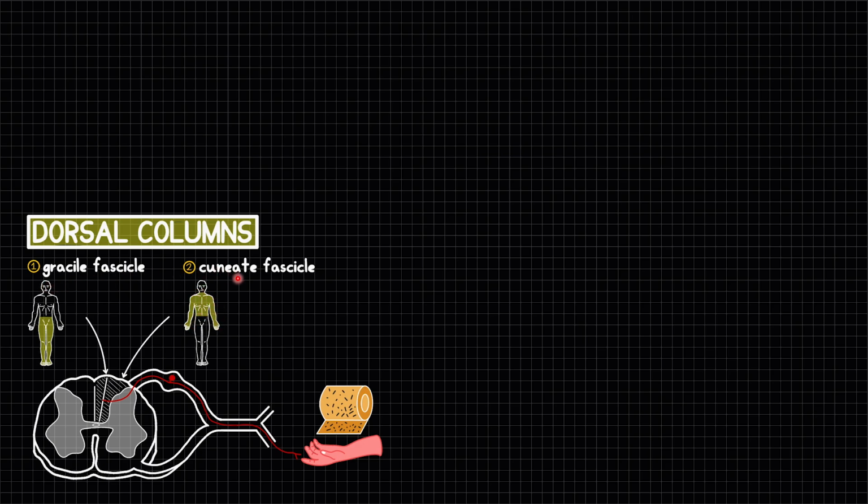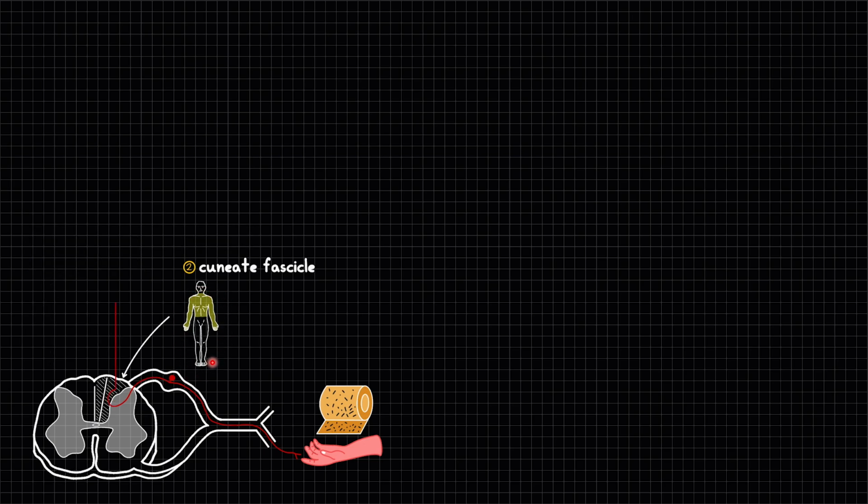Now, notice how the head is not colored in either of these two diagrams, because remember, the DCML pathway and the ALST pathway are only responsible for somatosensation of the body and not the head. The head will not receive somatosensation through the DCML or ALST pathways. It is instead through the trigeminal nerve. Okay, since we are coming from the fingertips, that's going to be in the upper limb, and so this is going to be in the territory of the cuneate fascicle. So my first order neuron will ascend via the cuneate fascicle.